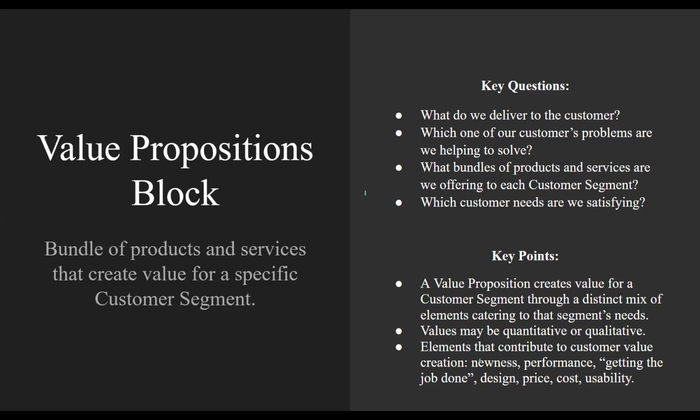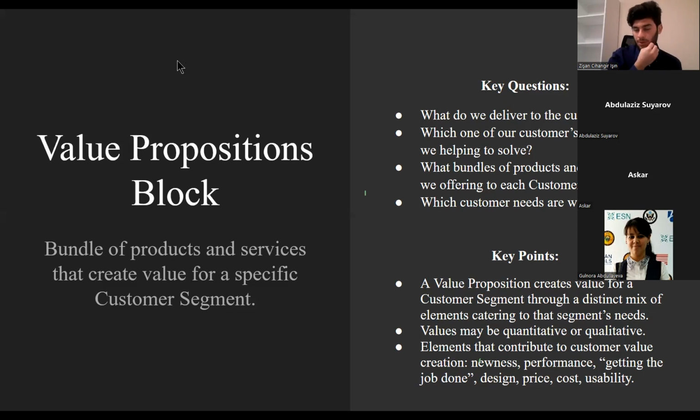And the main thing about this part is, which customer needs are you satisfying? This is what you should decide on after deciding on your target customers or your current customers. The key point about this value proposition block is that it creates value for a customer segment through a mix of elements based on the customer's needs.